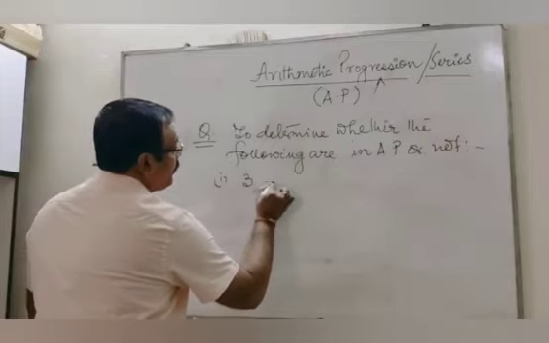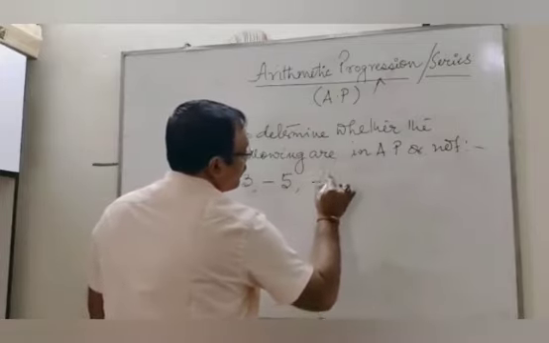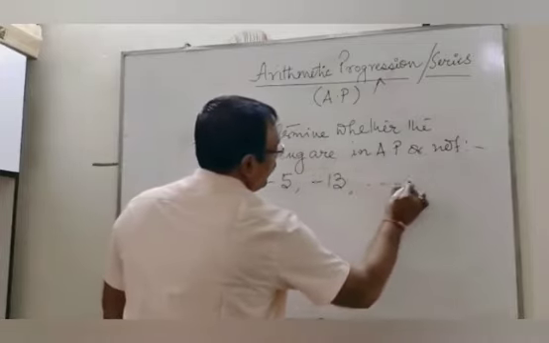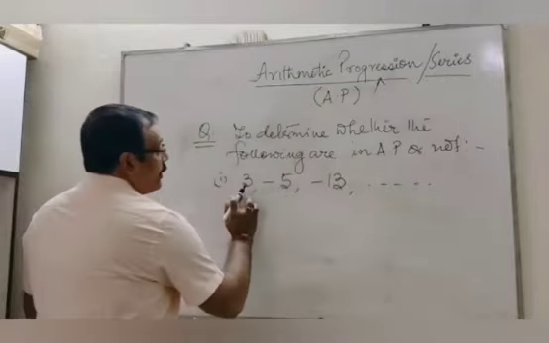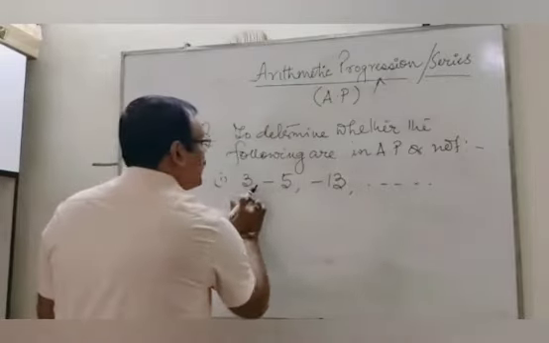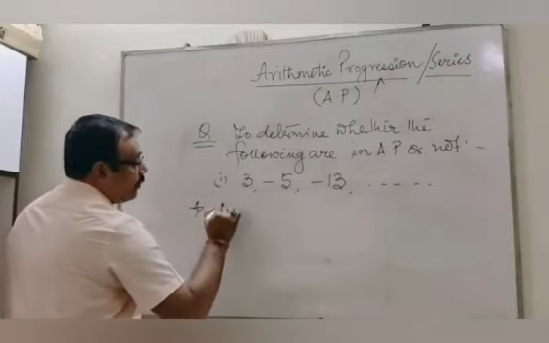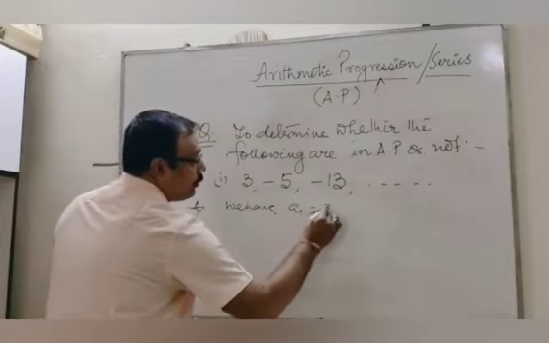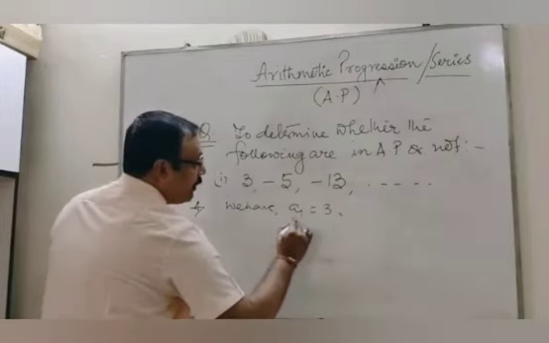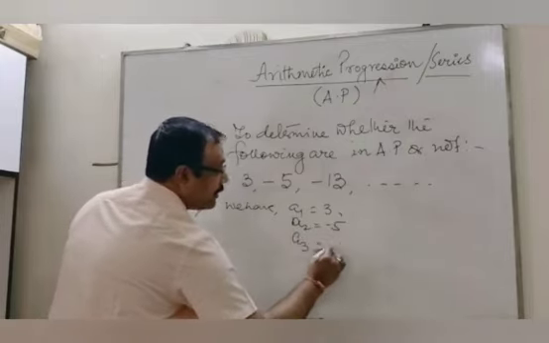3, minus 5, minus 13 and so on. So we know this is my first term, this is my second term, this is my third term. So our answer will be, we have A1 is equal to 3, A2 is equal to minus 5, A3 is equal to minus 13.